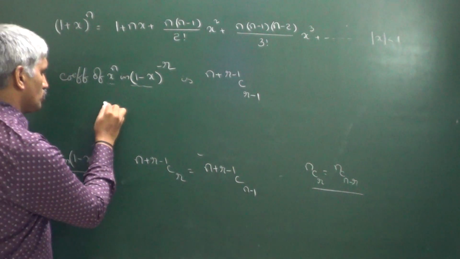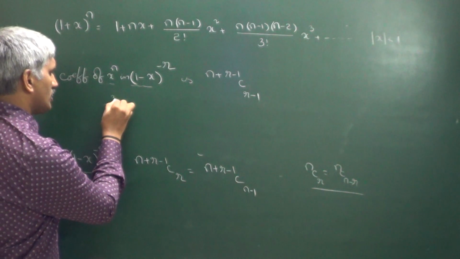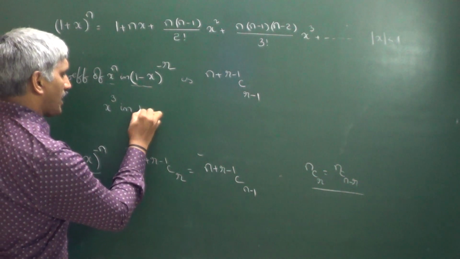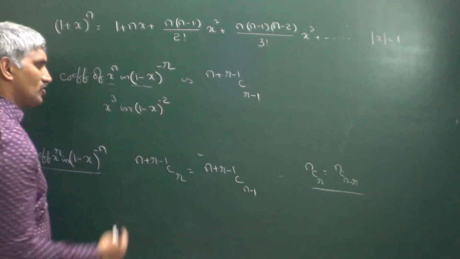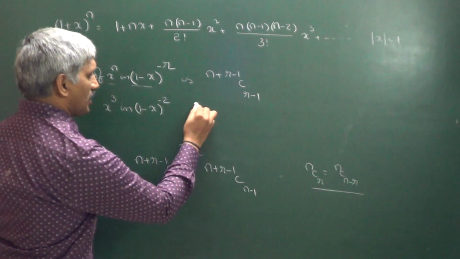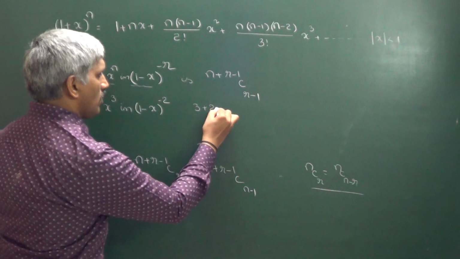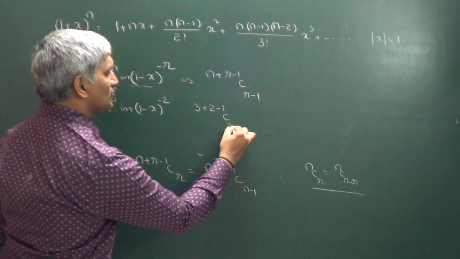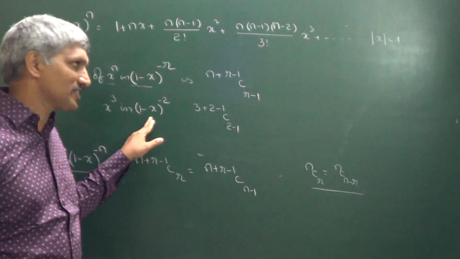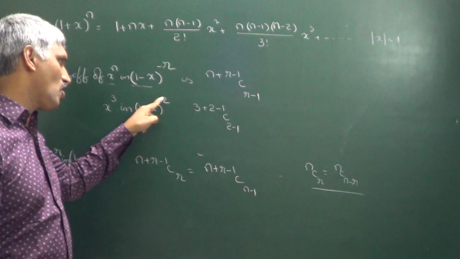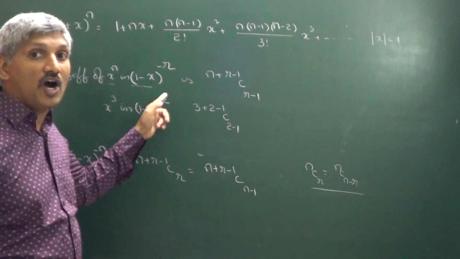Otherwise, suppose you want to find the coefficient of x cube in the expansion of (1 minus x) to the power of minus 2. Tell me what happens. 3 plus 2 minus 1 C 2 minus 1. The coefficient of x cube in this expansion is given by n plus r minus 1 C r minus 1.